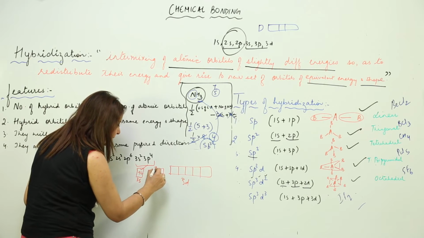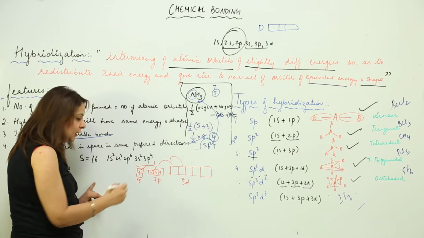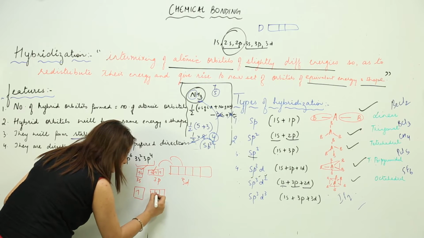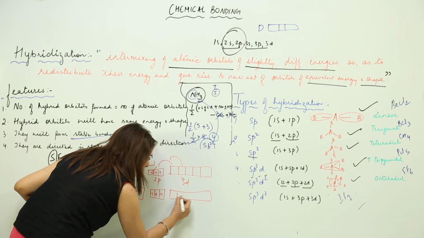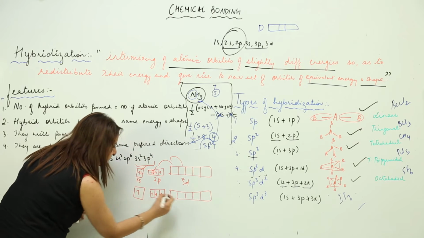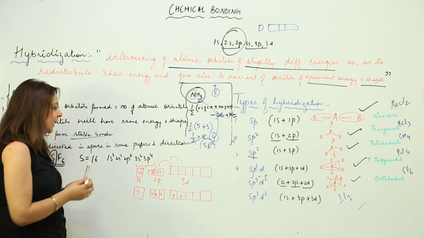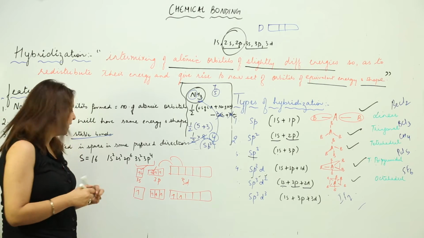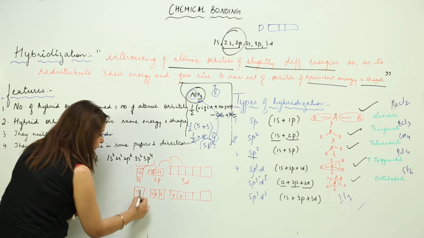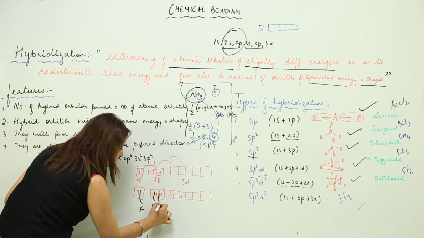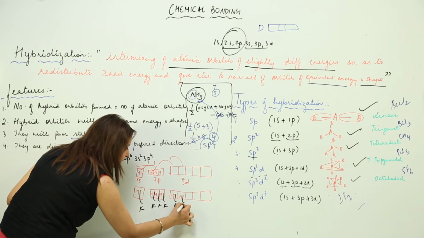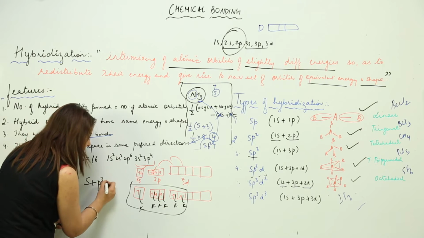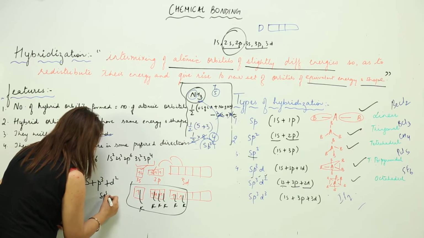Now when we excite, what happens? This paired electron and this paired electron get excited to this and this. So let us make the excited state. Now it has 1, 2, 3, 4, 5, 6 half-filled orbitals and it can accommodate 6 F. What is the hybridization? 1s, 3p and 2d, so it comes out to be sp3d2.